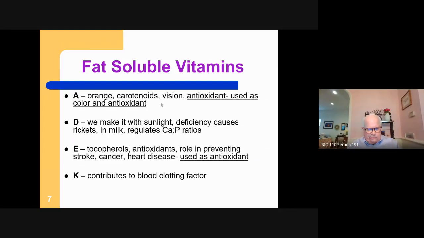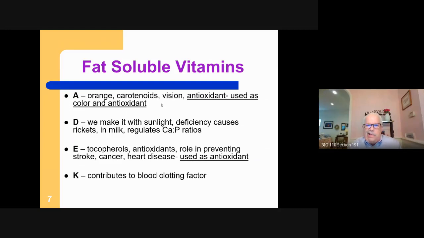Vitamins are divided into fat soluble and water soluble. These are the 4 fat soluble vitamins: A, D, E, and K. If you cannot remember those 4 vitamins, remember the postal abbreviations for Alaska, AK, and Delaware, DE. So the fat soluble vitamins are Alaska and Delaware. AK, DE, ADEK.